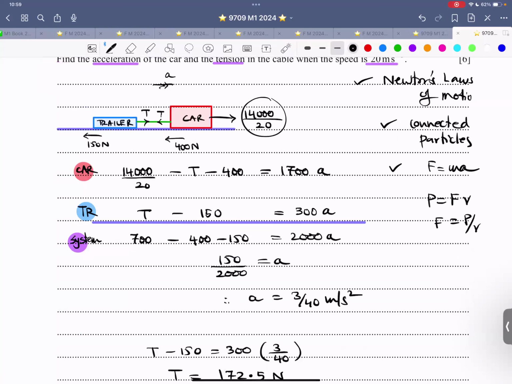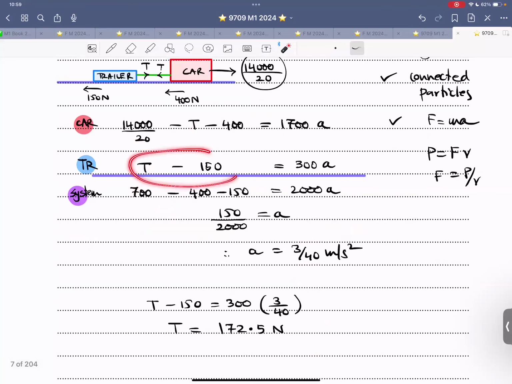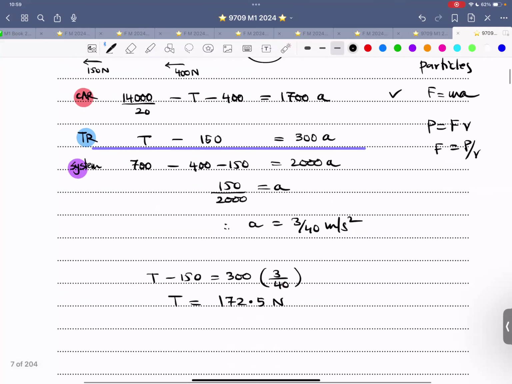The tensions cancel out, and this is 700 minus 400 minus 150 equals 2008, a. A comes out to be this fraction. Leave the answer as a fraction. Find the tension. This is the easy equation: T is 150 plus this thing, and this is what you get. This is the answer in the exact form, so there is no rounding off. This is exact, and this is also exact.